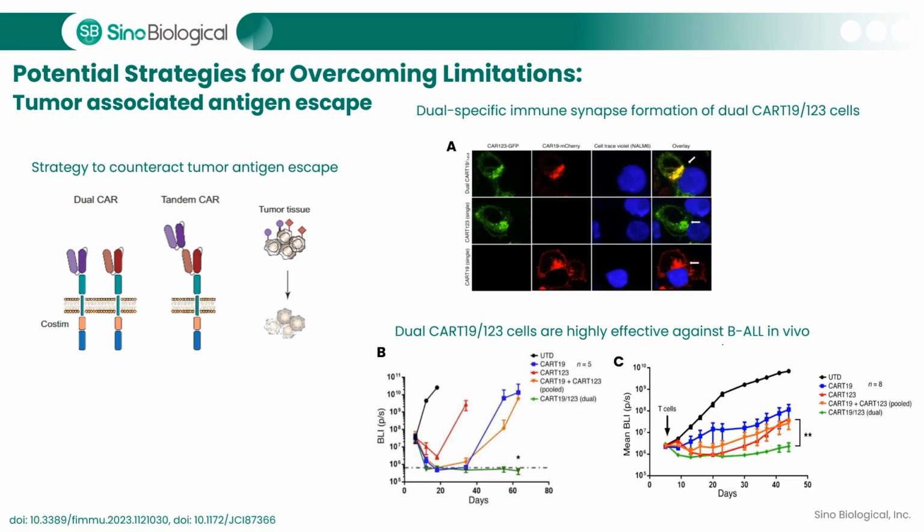acute lymphoblastic leukemia. Firstly, both CAR-T19 in green and CAR-T123 in red were engaged in the same immunosynapse, merged as yellow in a dual CAR, as shown in Figure A. More excitingly, when tested in vivo, the dual-stimulated CAR-T19-123 cells exhibit higher efficacy against the B-ALL in comparison with an equivalent number of the single-stimulated CAR-T19 or CAR-T123 or even the pooled CAR-T19 plus CAR-T123 therapy treatment in the cells.